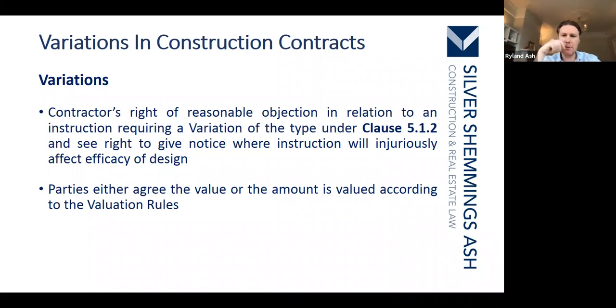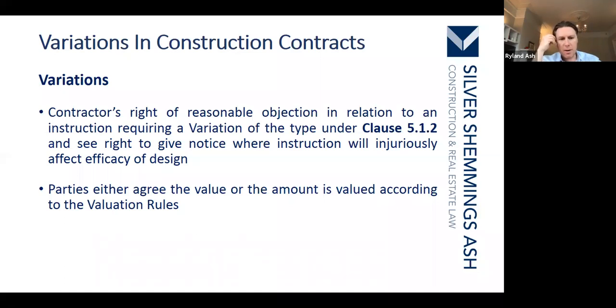So you can't just say, for example, I've run out of resources, or I don't fancy doing that work. Ultimately, it has to be a good reason, such as it's outside of your expertise, or, as it says here, whether it would injuriously affect the efficacy of the design. Clearly, if you're told to remove certain underpinning just to make a building look pretty, then you can object to something like that.